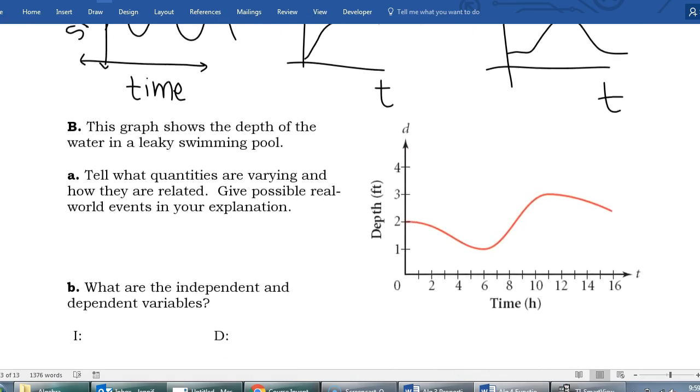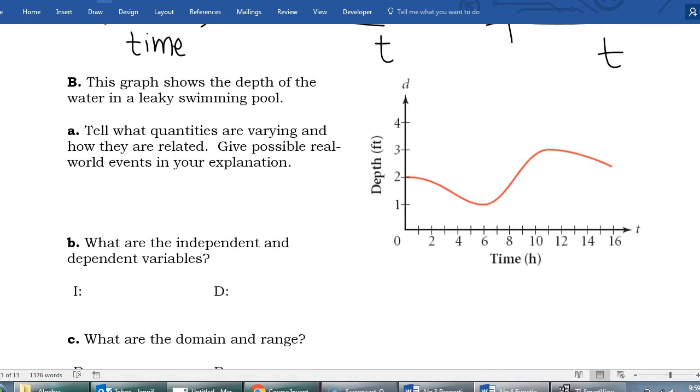Letter B says this graph shows the depth of water in a leaky swimming pool. Tell what quantities are varying and how they are related. Give possible real-world events in your explanation. So I see that we start at 2 feet deep. The depth depends on how much time goes by. Time we don't really control. That's our independent variable. Time flows whether we like it or not.